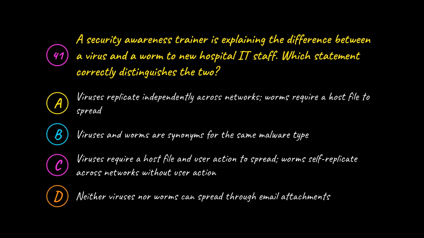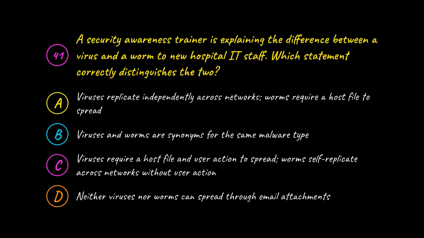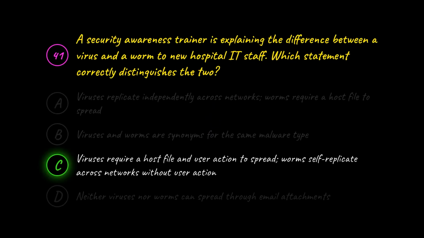D. Neither viruses nor worms can spread through email attachments. Which one is it? Pause the video if you need more time. The correct answer is C. Viruses require a host file and user action to spread. Worms self-replicate across networks without user action.